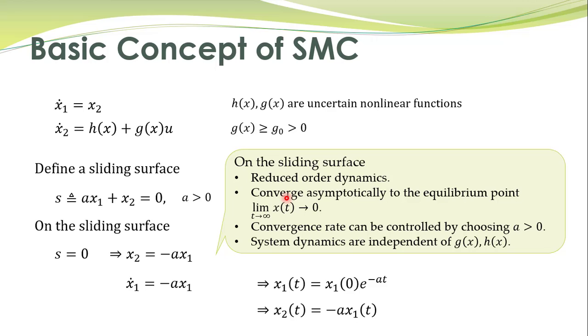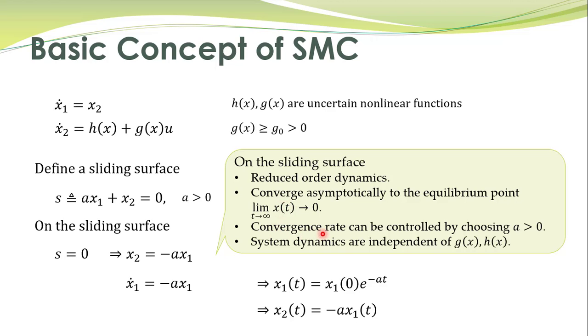The states also converge asymptotically to the equilibrium point. That is obvious from this expression for x1 and x2. So x1 is exponentially decaying and will finally converge to 0. And likewise x2 is also exponentially decreasing because it is simply some scalar multiple of x1. So states converge asymptotically on to the equilibrium point.